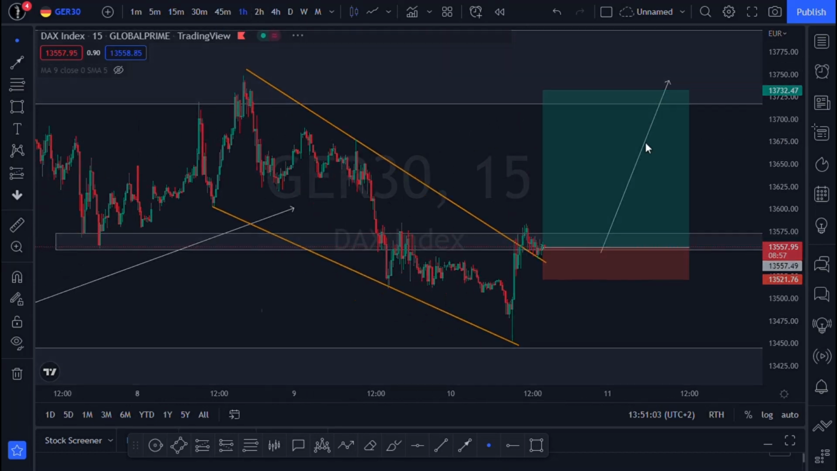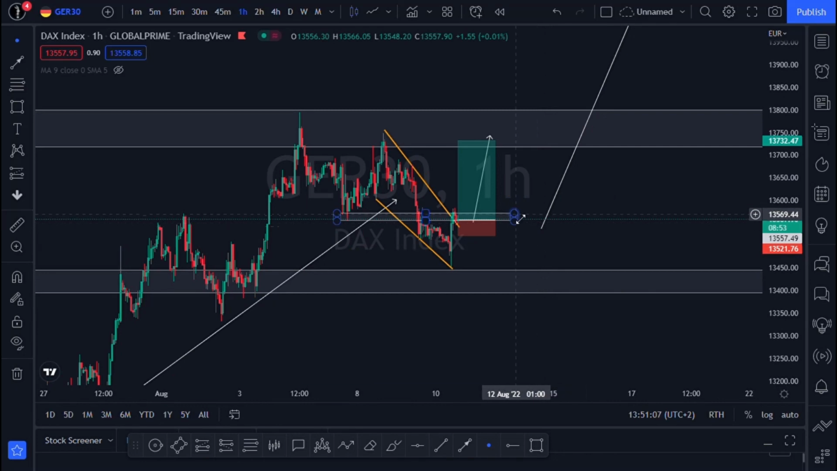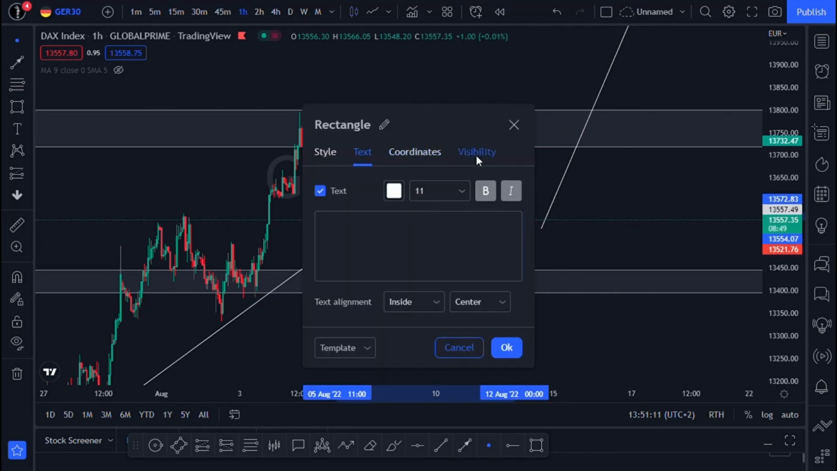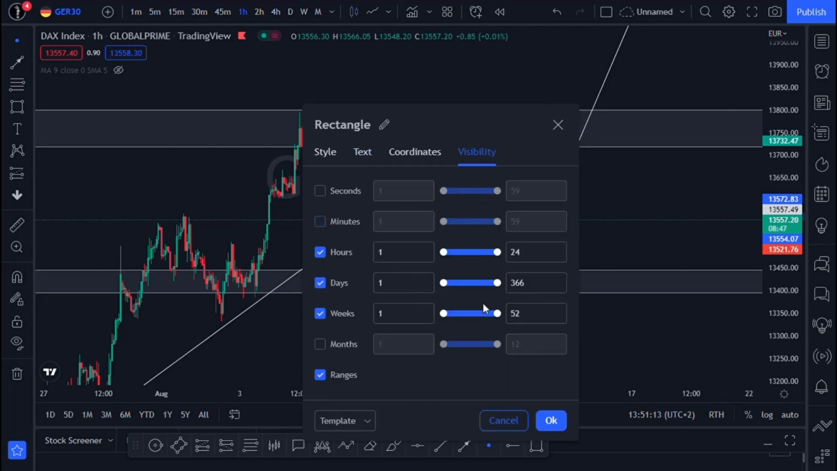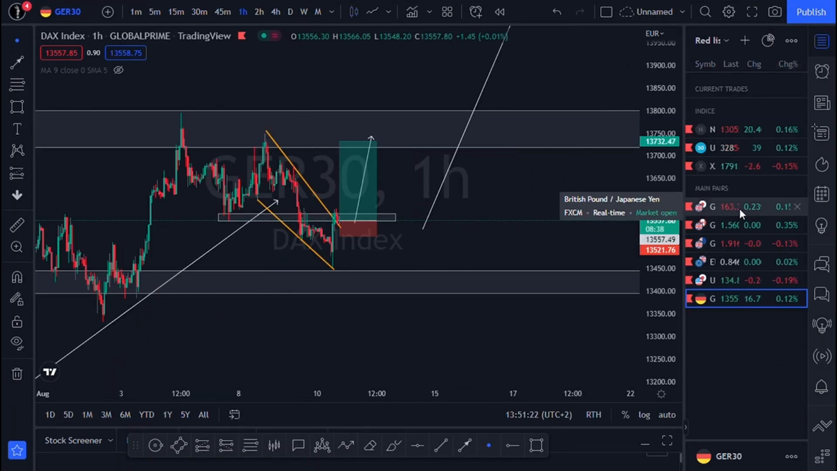Alright, so this looks good, guys. This looks good. This looks nice. It looks clean. Alright, let me just do this. It's best to change time frames every now and then, guys, so that your charts and your structure can look as clean as possible. Right, so that's our Ger30. So let's just have a look at GBPJPY.